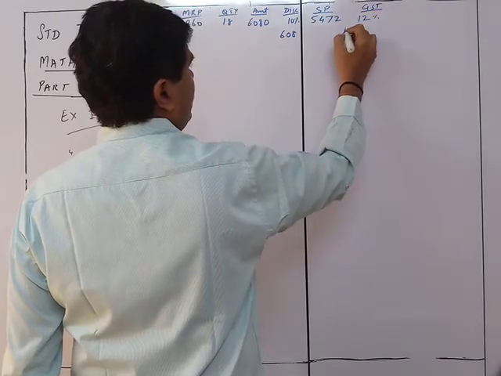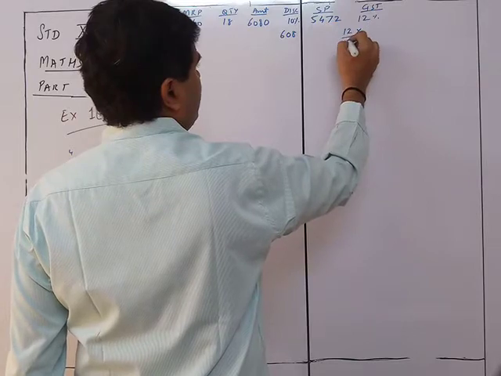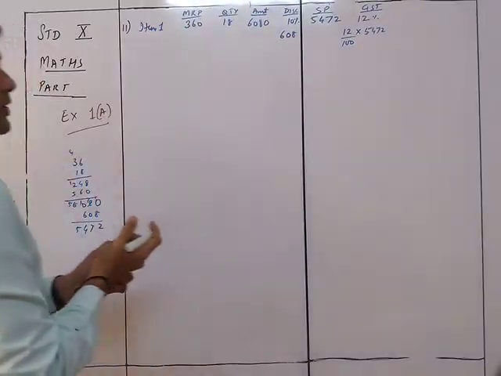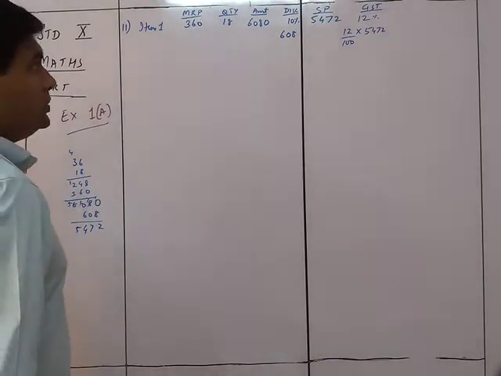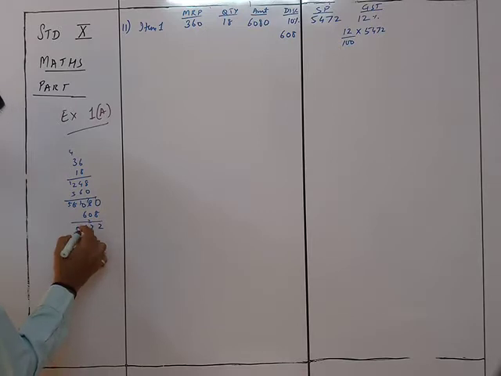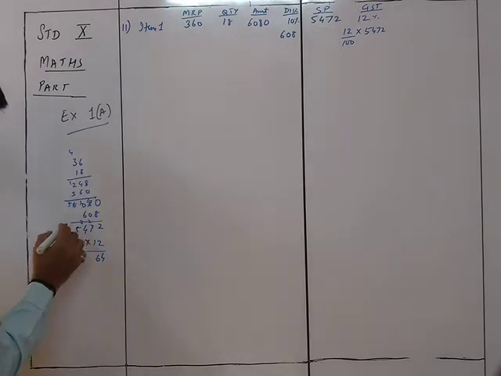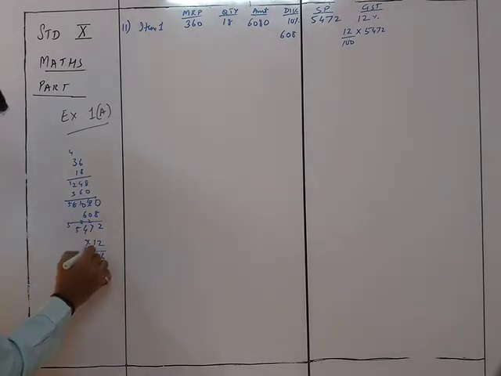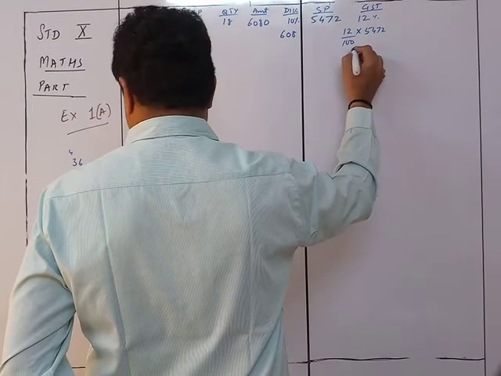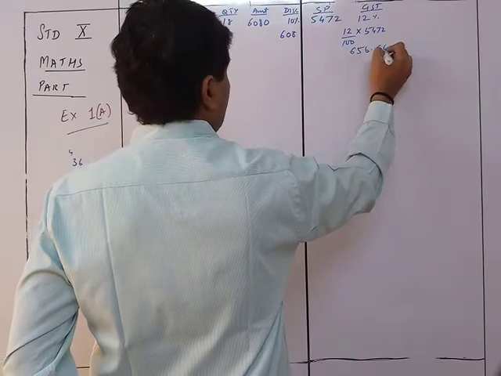So it will be 12 upon 100 into 5472. So 5472 into 12, 12 2s are 24, 12 7s are 84 plus 2 is 86, 12 4s are 48, 48 plus 8 is 56, 65. So that will give me this upon 100. So that is given to you as 656.64.